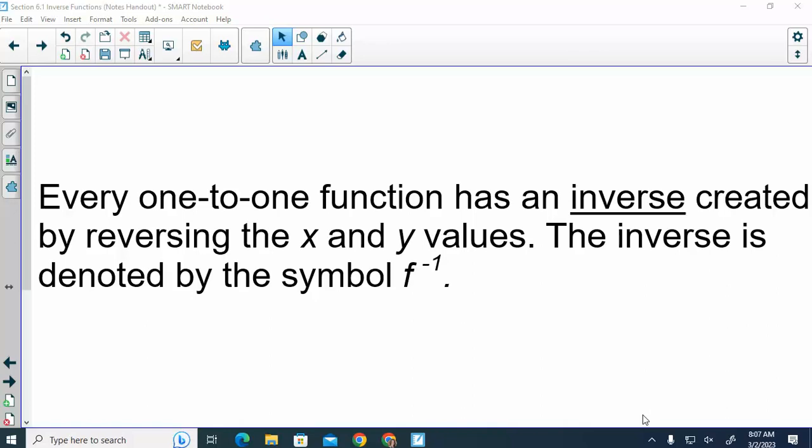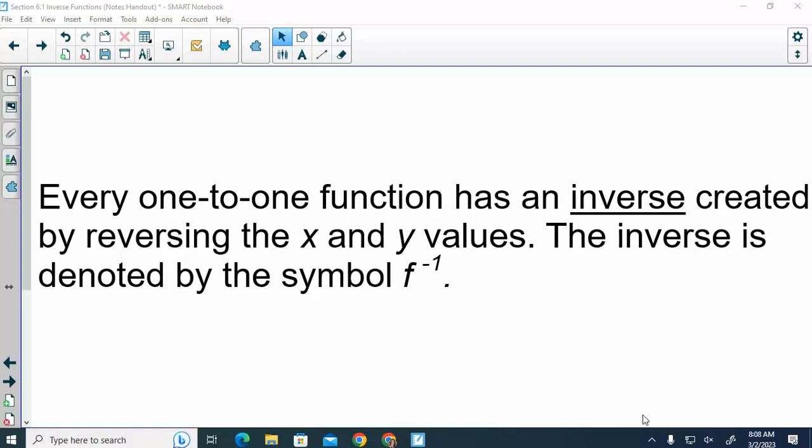Yesterday we talked about one-to-one, and one-to-one means your y doesn't repeat. So looking at a graph, it passes the horizontal line test. We are concerned with one-to-one because if a function is one-to-one, then we can find an inverse. You did inverses last year in Algebra 2. So it's the same thing.